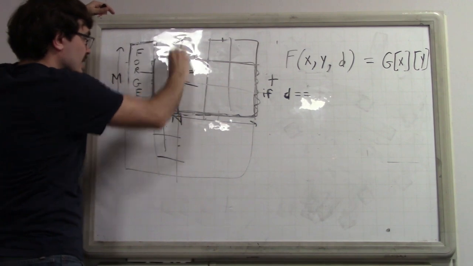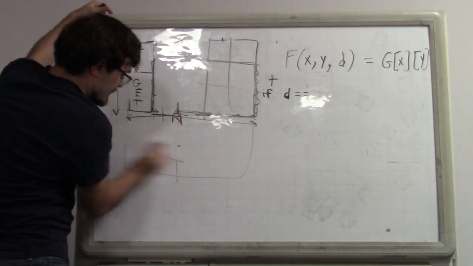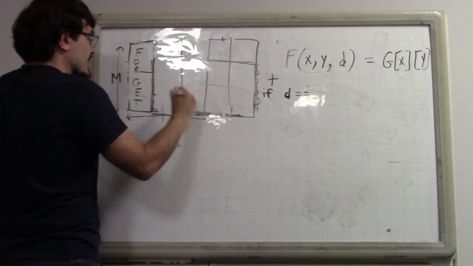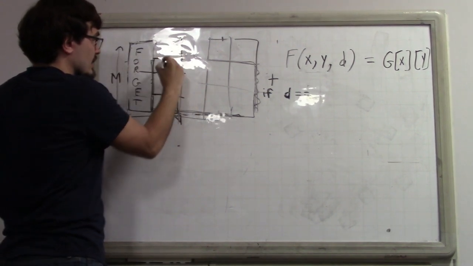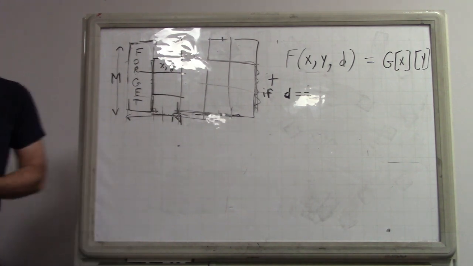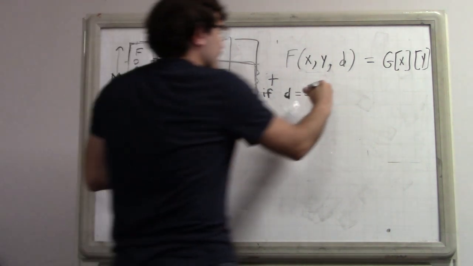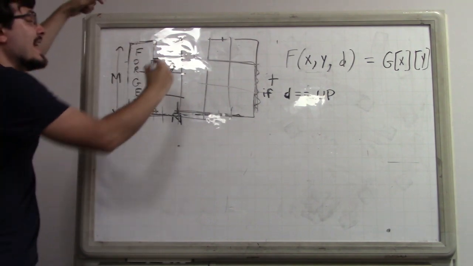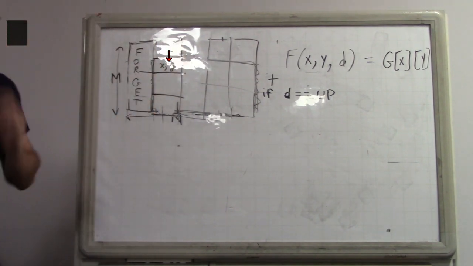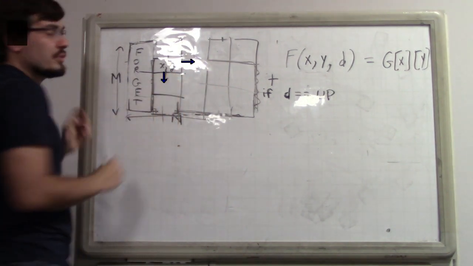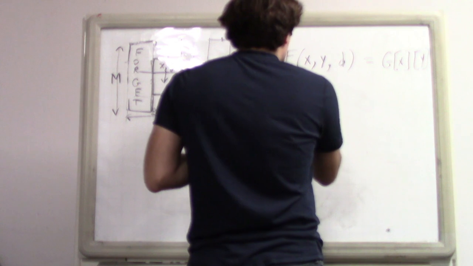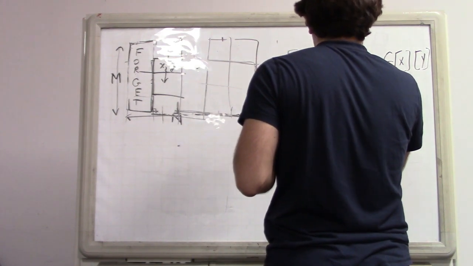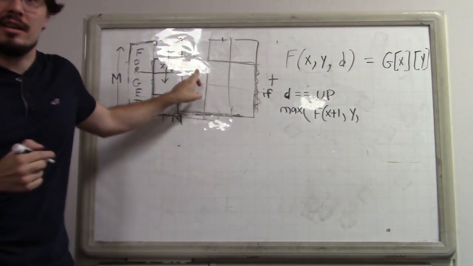Okay, let me sketch this out. So we are saying that, for example, if you are here, at x, y, we will also maintain a direction. Option one is you came from up. So you basically came from here. Then what are your options? You are allowed to continue this way or this way, right? So then you will take the max of, what is it? F of x plus one, y, and we have to set the direction correctly here.